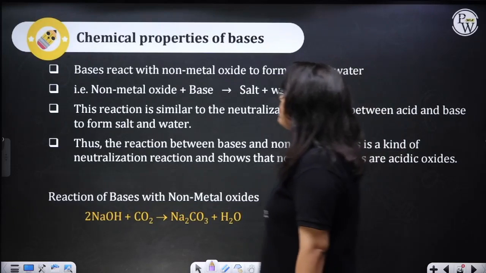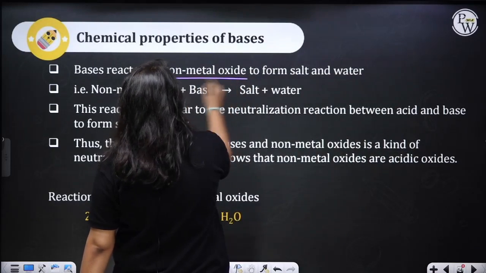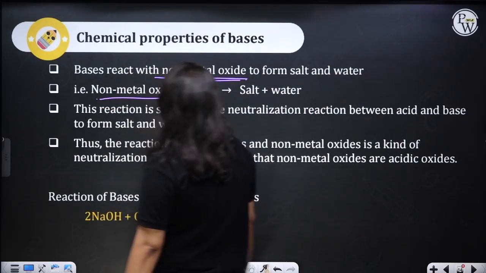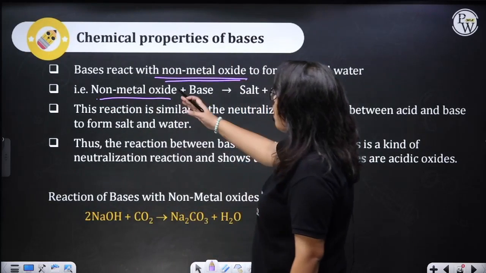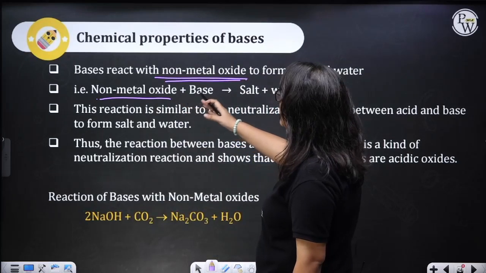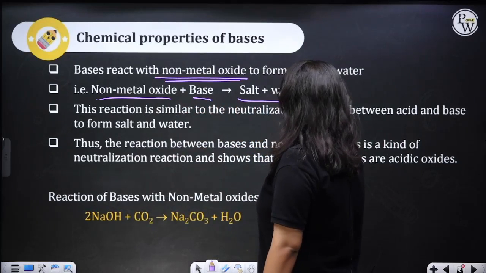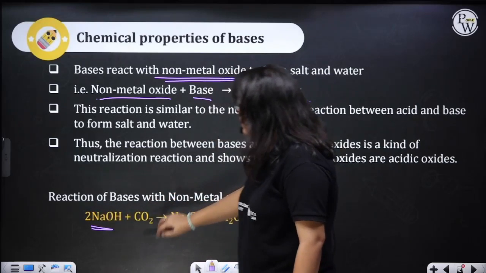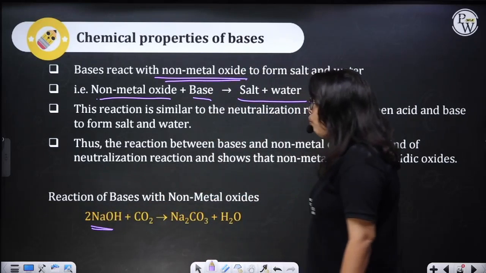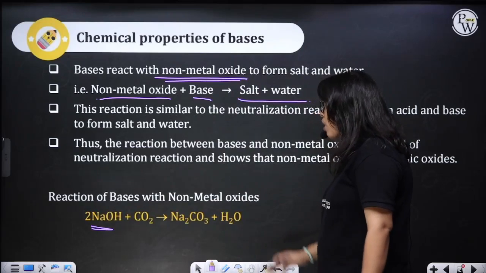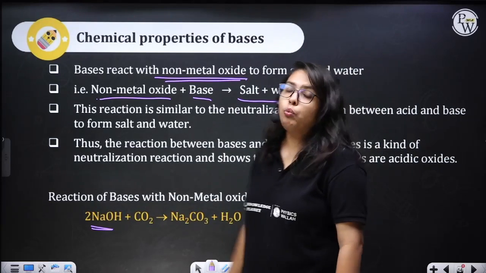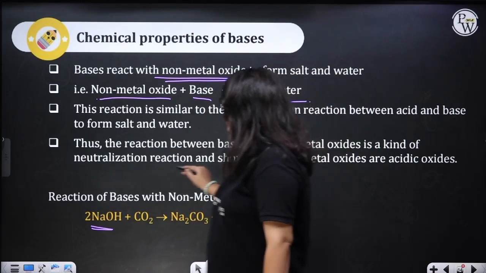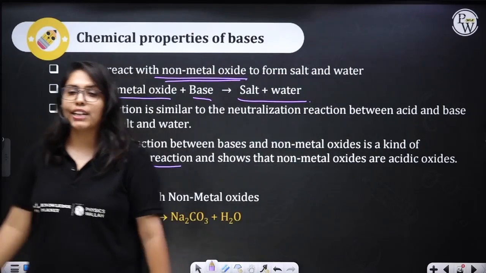Now, what happens when bases react with non-metal oxides? Non-metal oxides are nothing but acidic oxides. So, when a non-metallic oxide interacts with a base, what we get is salt and water, as you can see over here. Sodium hydroxide, when it reacts with carbon dioxide, gives sodium carbonate along with the formation of water. So what kind of a reaction is this? This again is a neutralization reaction.